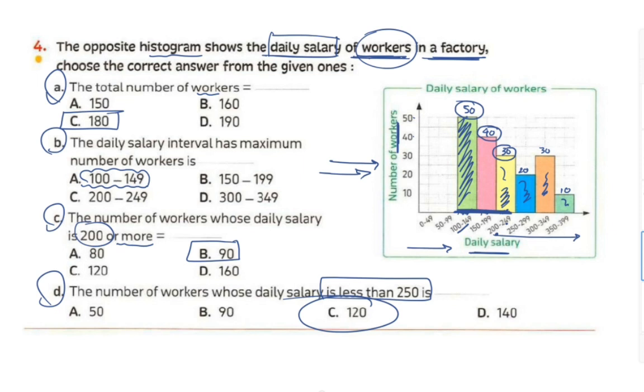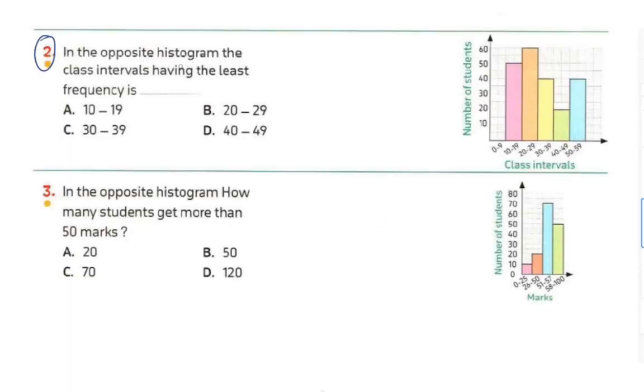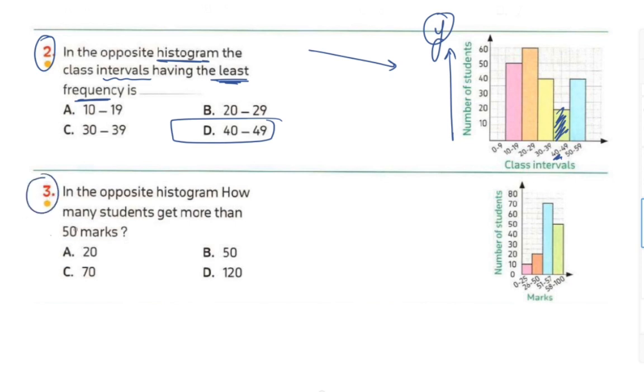Go to next. In the opposite histogram, we have some histogram. The class interval having the least frequency. What is the interval that has the least frequency? Where's the frequency? The y-axis is called frequency. The least frequency means the least column. The least column here is interval 40-49.